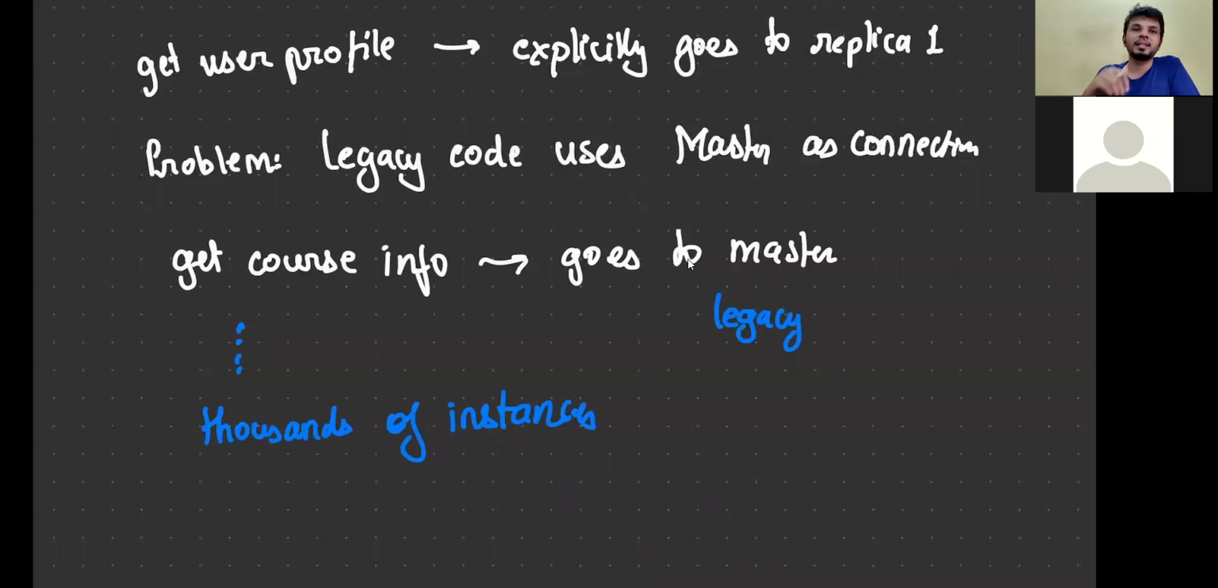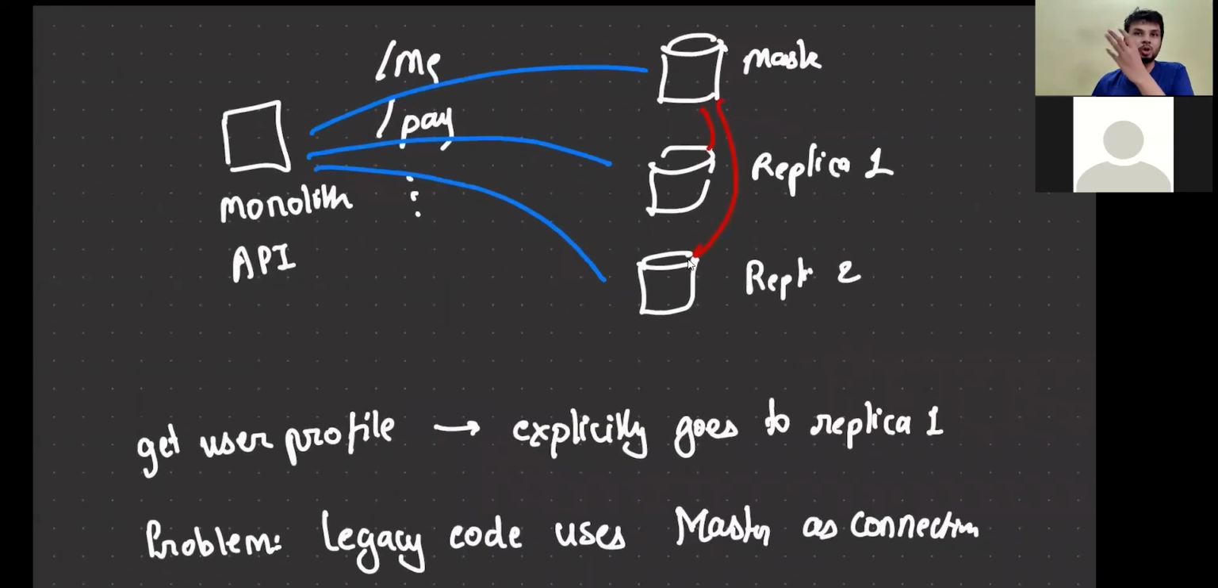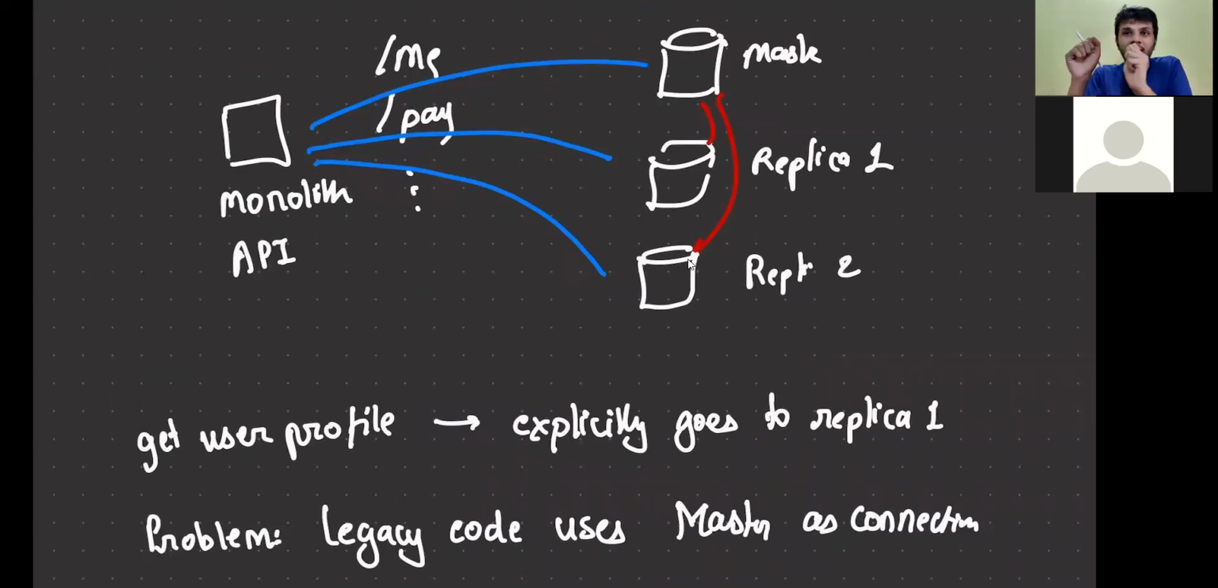Now the problem is that my master, whose job was to typically handle all the writes, is now also getting the read queries from my legacy code. Those read queries going to the master are making my master choke. They could very well be served through replica 1 and replica 2, but they're not, because in the code it is written to use that connection, and that connection is the master connection.